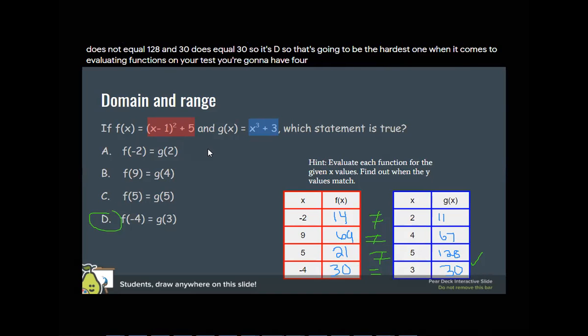That's going to be the hardest one when it comes to evaluating functions on your test. You're going to have 4 questions: 2 like the previous one without them being multiple choice, 1 like this, and then 1 from a graph. So as long as you can complete those, that's 4 questions that you should be able to complete on your test. We will have 6 questions on domain and range. We have plenty of different PowerPoints and stuff that you can look at to review that.